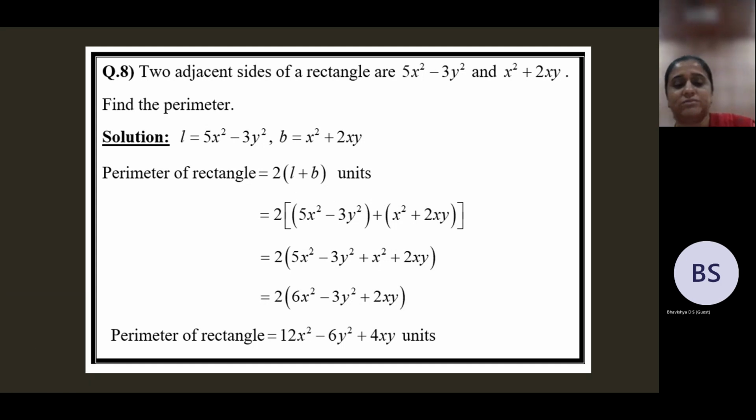Then see if you have like terms, 5x squared and x squared, 6x squared minus 3y squared plus 2xy. Now multiply the 2. 2 into 6x squared, 12x squared. 2 into minus 3y squared, minus 6y squared. 2 into 2xy, 4xy units. Go through the answer. Take a screenshot. No hurry. Please go through.